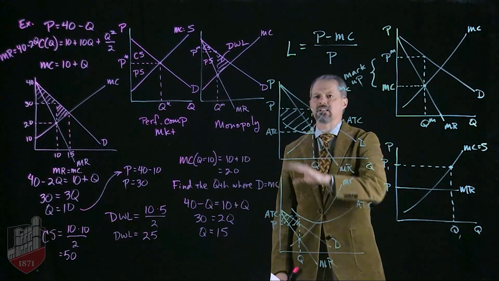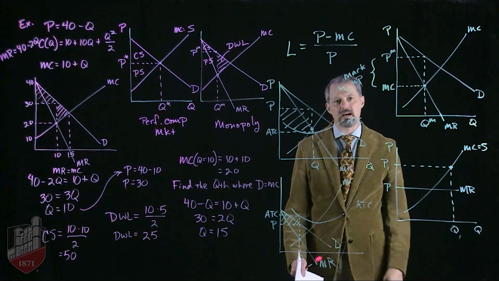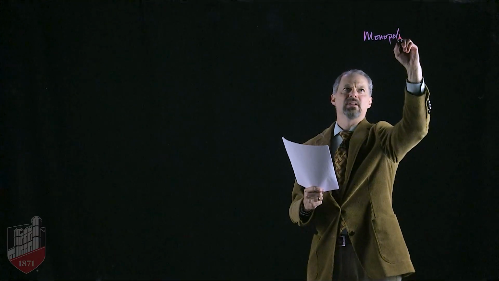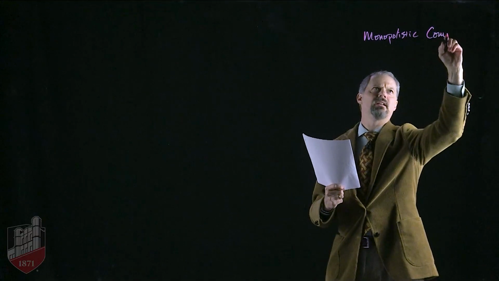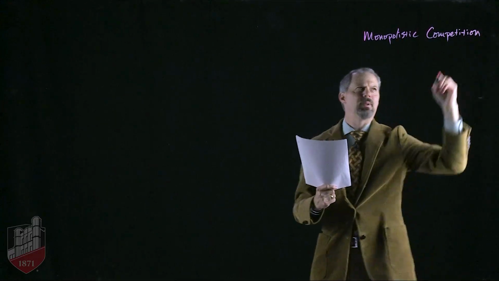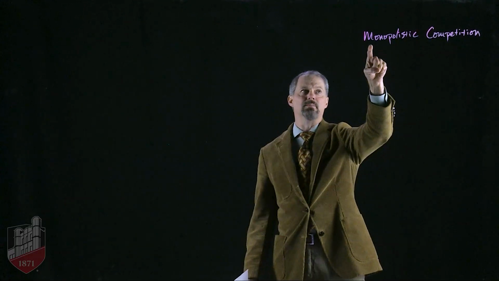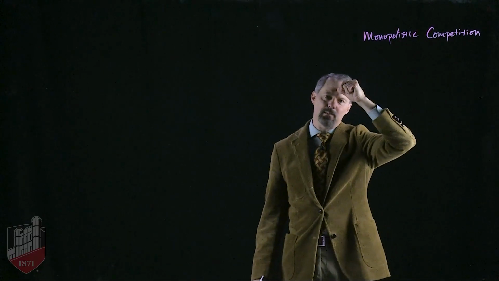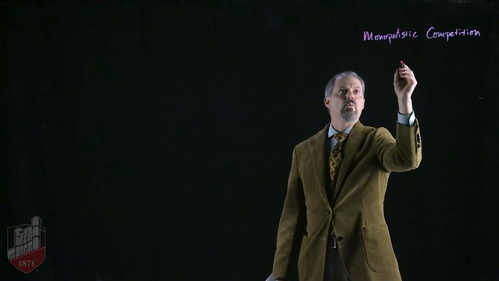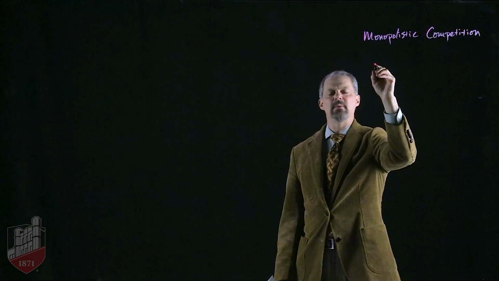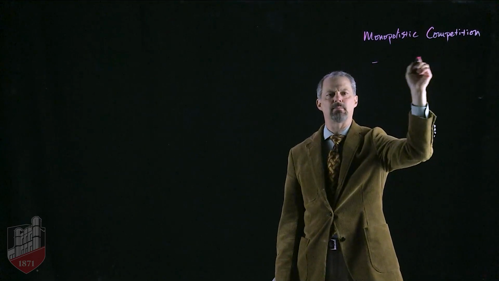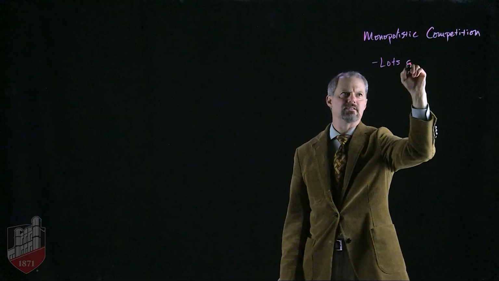What I'm going to do now is clear this off, and then we're going to talk about monopolistic competition. All right, let's talk about monopolistic competition. As the name implies, there are some characteristics that have to do with monopoly, and there are some characteristics that have to do with competition. So let's think about what the characteristics are for this market. We're going to start by thinking about how many buyers and sellers there are, and this one's very much like perfect competition. There are going to be lots of buyers and sellers.